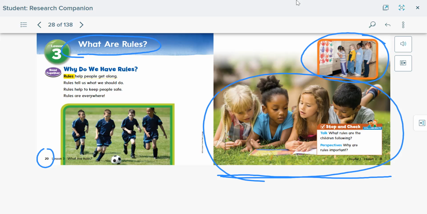So let's look at the kids that are on the grass here. What does it look like they're doing? It looks like they're reading a book together. It looks like they're taking turns, they're sharing, no one's grabbing the book, they're each reading together. So they're following rules, they're sharing, taking turns also.